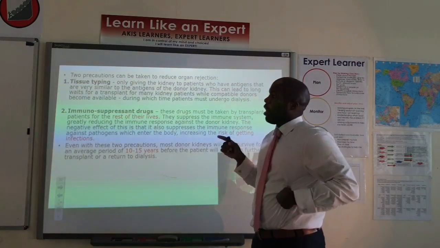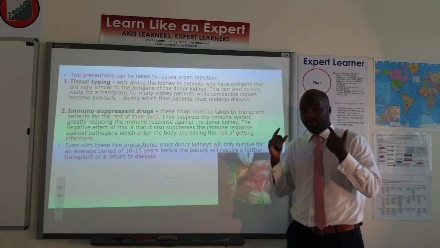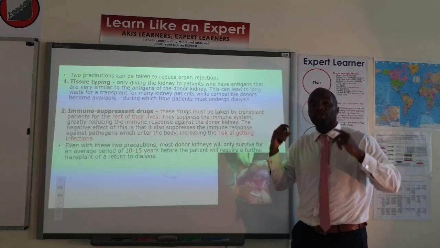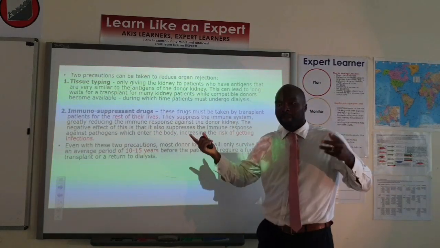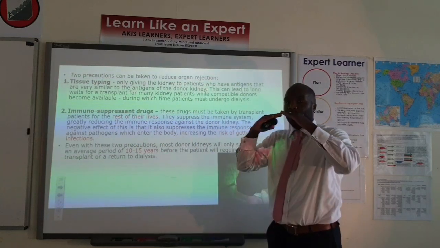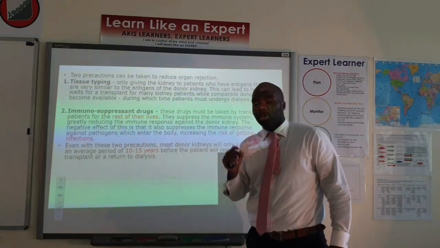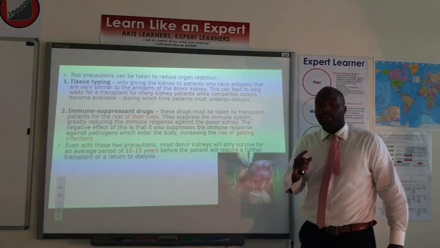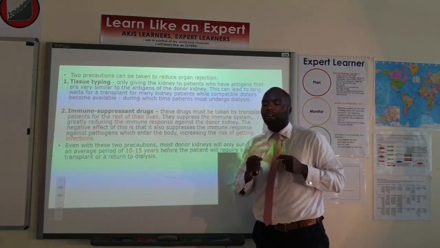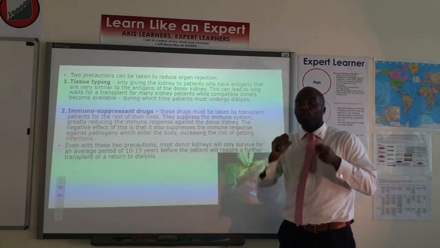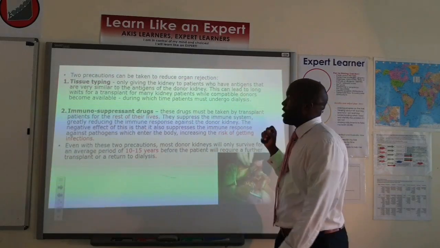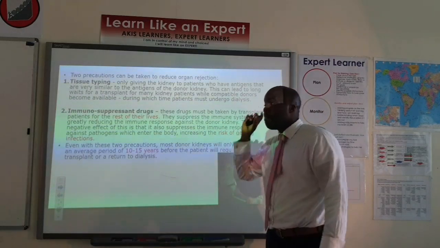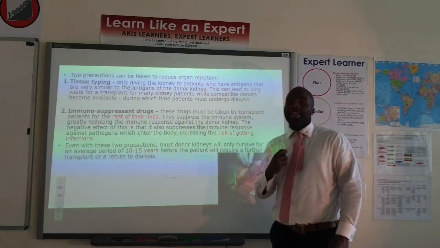Okay? Secondly, a person must take immunosuppressants for the rest of their life if they receive a donor kidney, so if they undergo a kidney transplant. It's in the word. What does it mean? The immune system must be suppressed to stop the recipient's body recognizing the antigens as foreign, thinking that the donor kidney is a foreign invader and attacking it. This is called rejection. We want to stop the donor kidney being rejected. So for the rest of the individual's life, they must take immunosuppressants, which is seen as a negative.